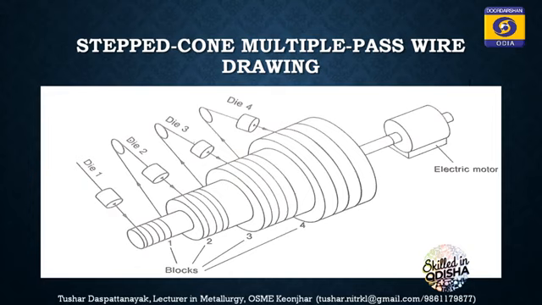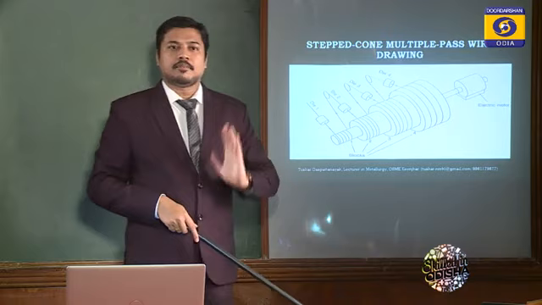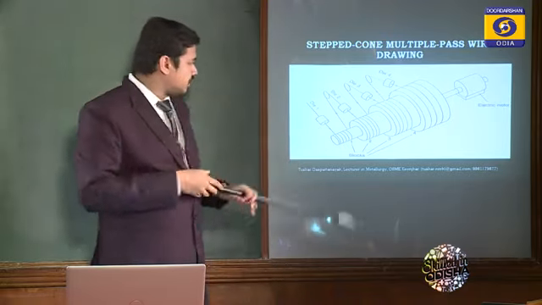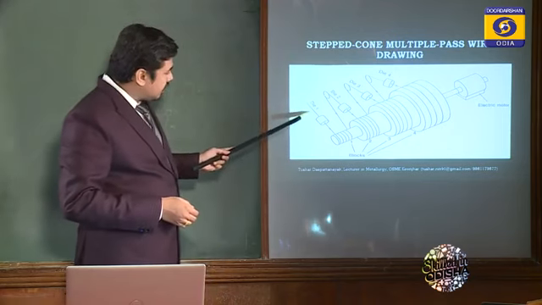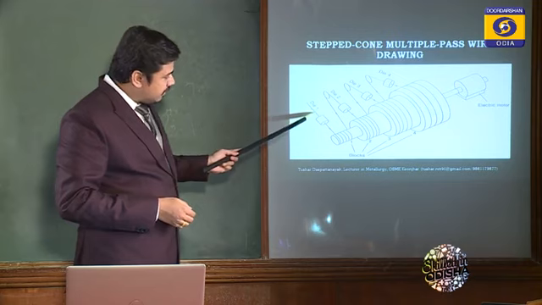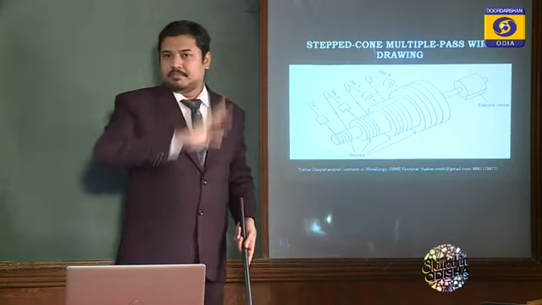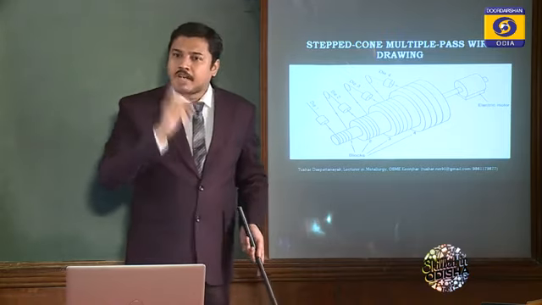How will I explain? Suppose I have a 6 mm rod. I want to reduce the 6 mm rod into a 3 mm rod or a 2 mm rod. How can I get it? 6 mm is my input, I put it here. Let's say, suppose the reduction in each die is 1 mm.